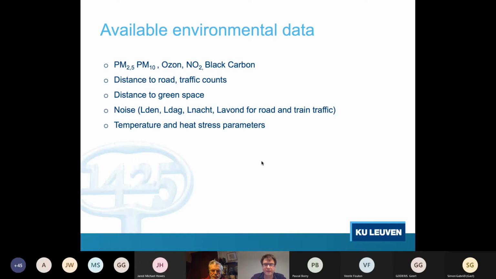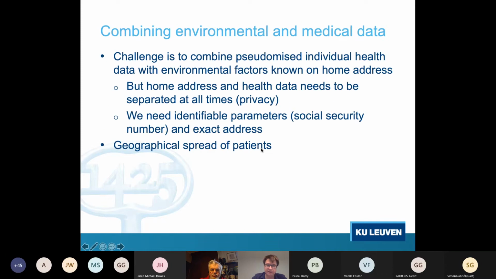There's a lot of data on that, and so the goal of this project was to combine these available data sets with the health data. And the real challenge is, of course, that you need to combine those data, but still be sure that the person whose health data is in the database is not identifiable.